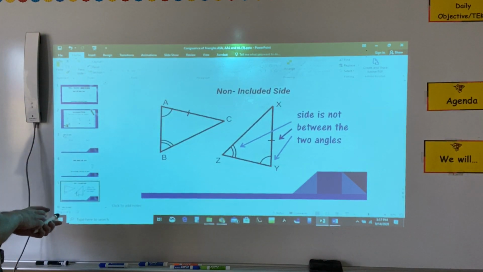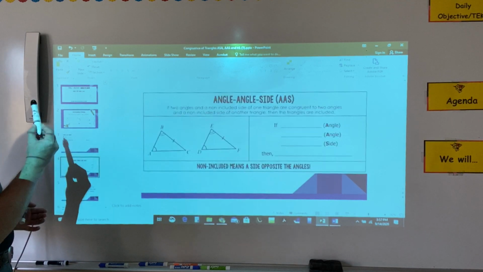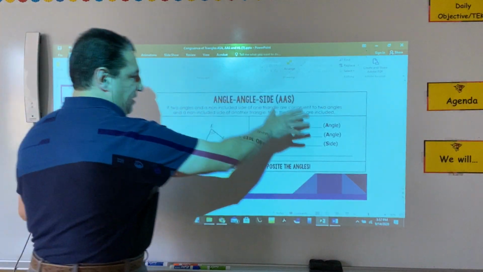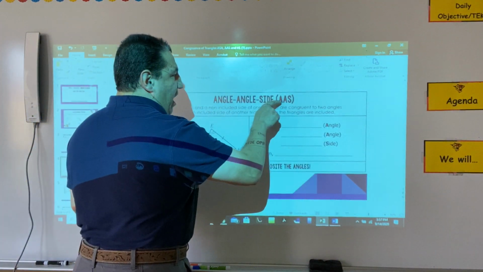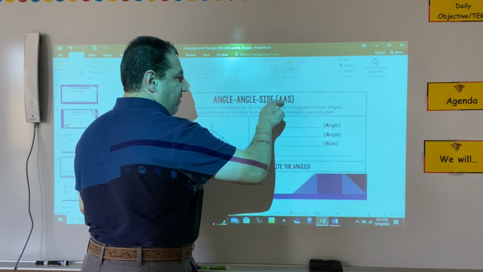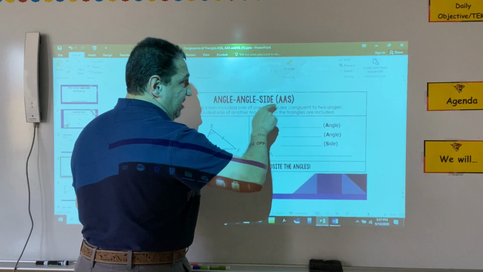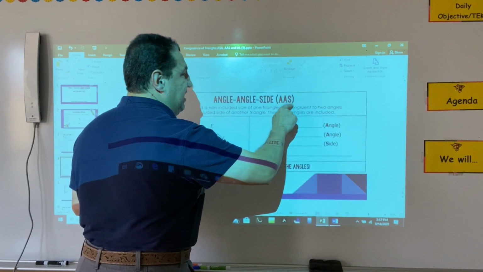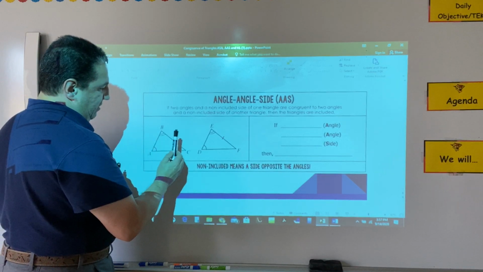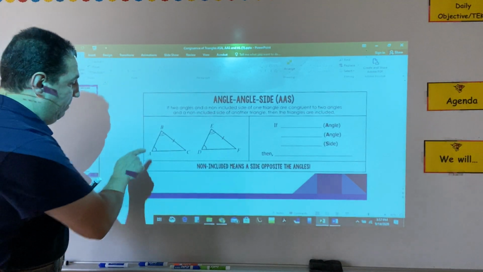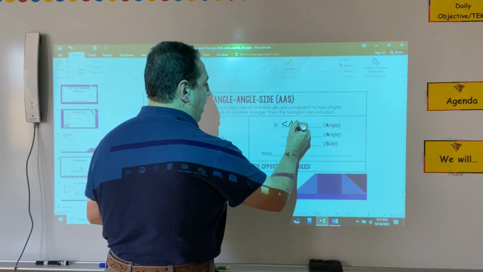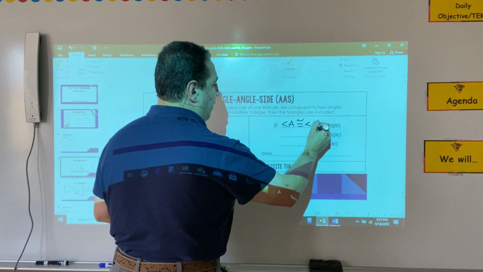Let's go back to our previous slide and let's fill in the blanks here. Now, we need to come up with two pairs of corresponding angles and one pair of corresponding sides. Now, we see here angles A and D are congruent. Why? Because they are marked the same. So we say angle A congruent angle D.